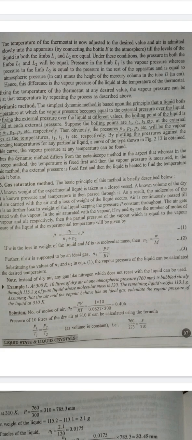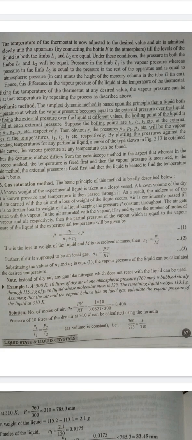Third is the gas saturation method. The basic principle of this method is briefly described below. A known weight of the experimental liquid is taken in a closed vessel. A known volume of dry air at a known pressure and temperature is then passed into it. As a result, the molecules of the liquid are carried with the air and a loss of weight of the liquid occurs. Air is continuously passed till there is no further loss in the weight of the liquid, keeping the pressure P constant throughout. The air gets saturated with the vapor.